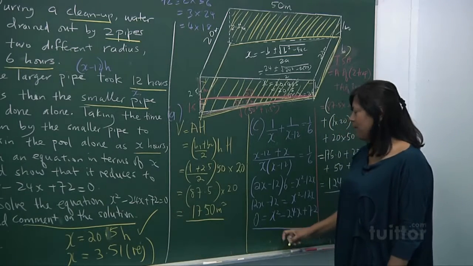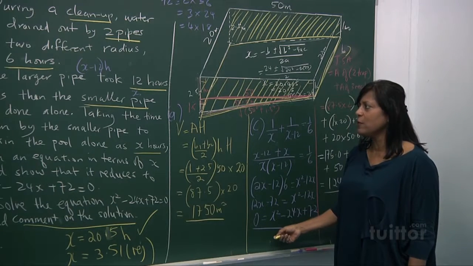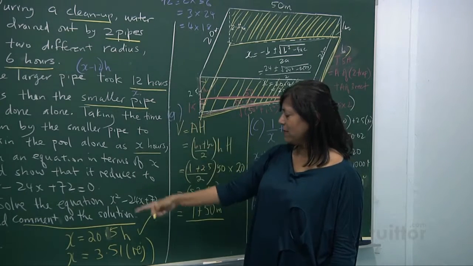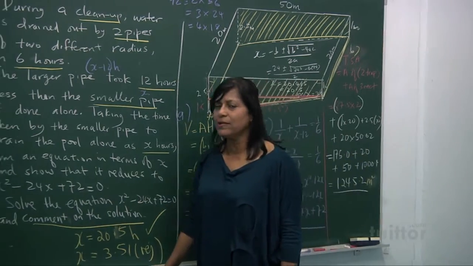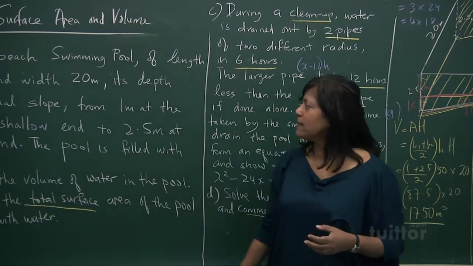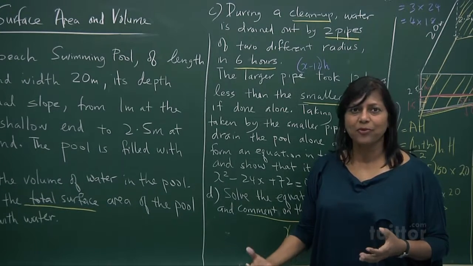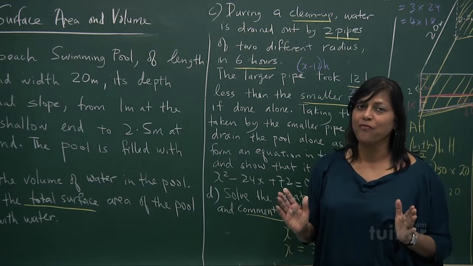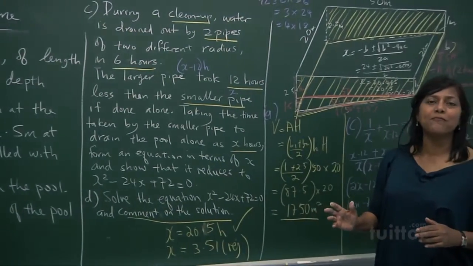So this will be x. The smaller pipe will take 20.5 hours to drain, while the larger pipe will take 20.5 minus 12, that's about 8.5 hours. Alright? So okay, this is a good sum to apply when we are applying algebra and the formulas. Secondary 2 students, you should be able to do it. Sec 3, Sec 4, you should sail through. But one thing very clear, got to take note how you find area, volume. Take note of it. Swimming pool is a very popular sum for exams.